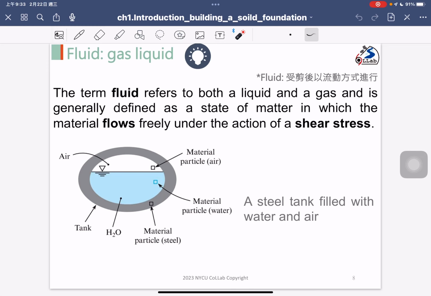And the definition is that the material can flow freely under the action of shear stress. Okay, so remember, for the fluid, we apply the shear stress and the material will flow. The material will flow, it doesn't break. You don't see any water break. The water is always the water, and you apply the shear stress, the water tries to flow.